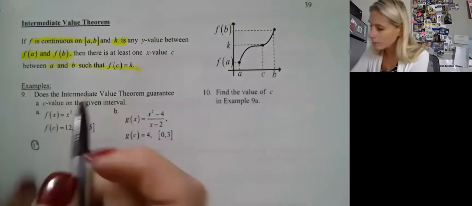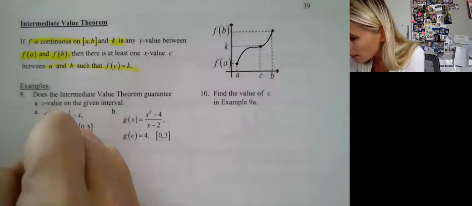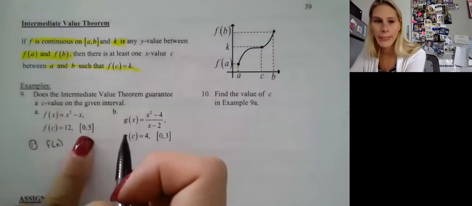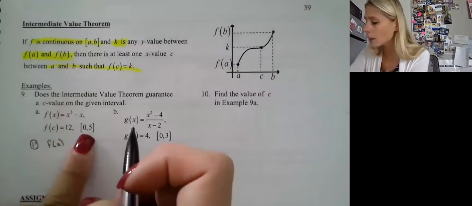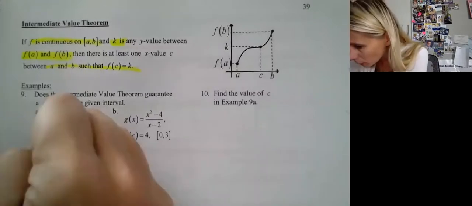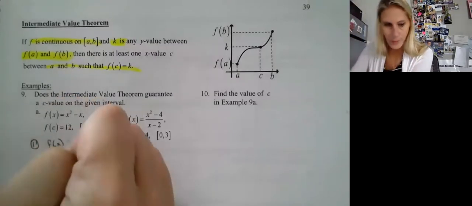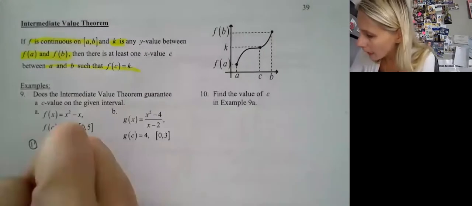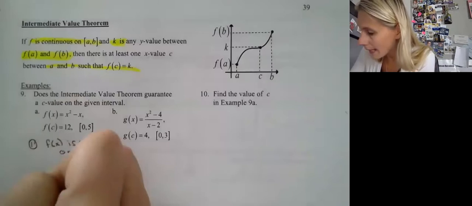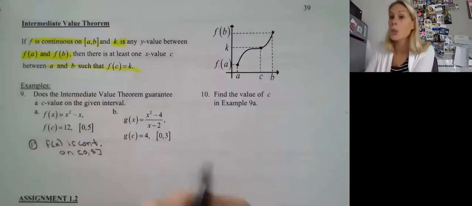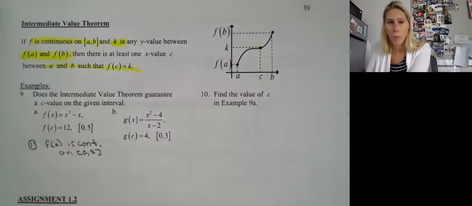Is F of X continuous for this function between 0 and 5? Yes, it is. There's no issues with that. So yes, it is continuous. So there's check 1. And we're going to say on 0, 5. And yes, to use the theorem, you have to state these steps. On a test, I will take off points.